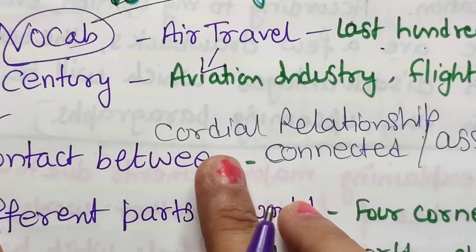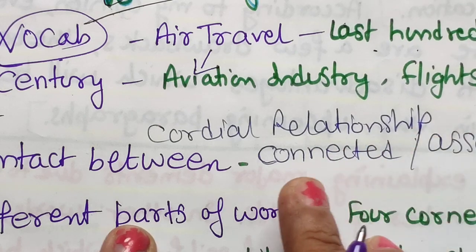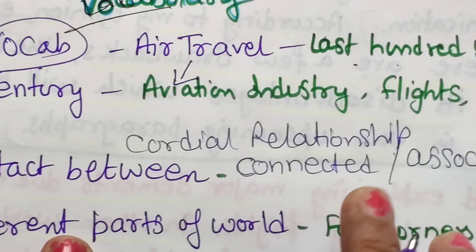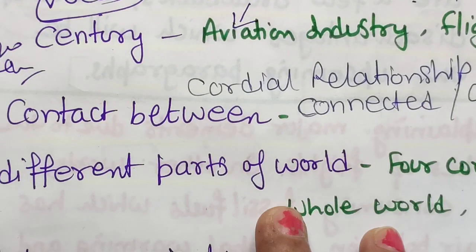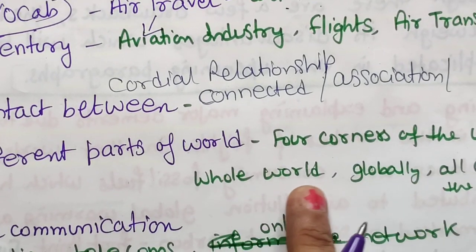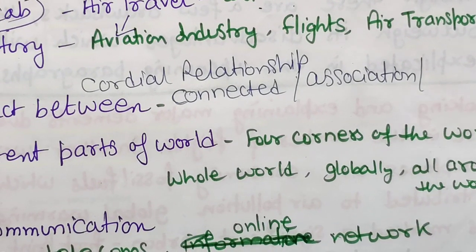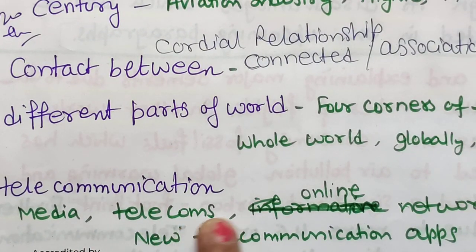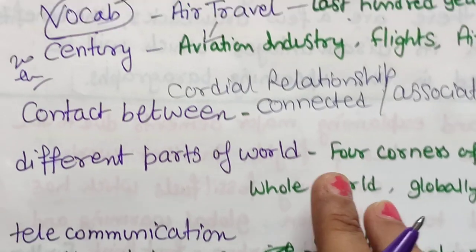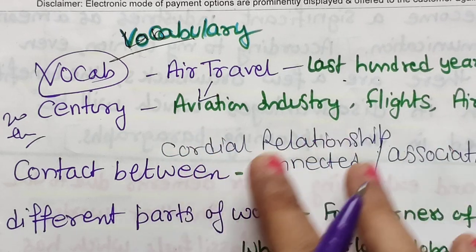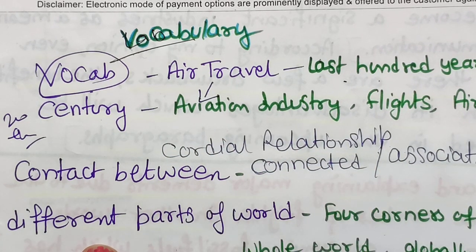And for contact, cordial relationships between countries, you can write connection between countries or association between countries. For different parts of the world, you can write four corners of the world, whole world, globally, all around the world. Now the last one is telecommunication: media, telecoms, online network, new telecommunication apps, you can write it. So I have just given you an idea of how to explain the vocabulary and all.